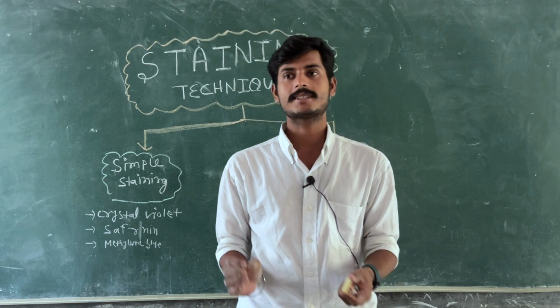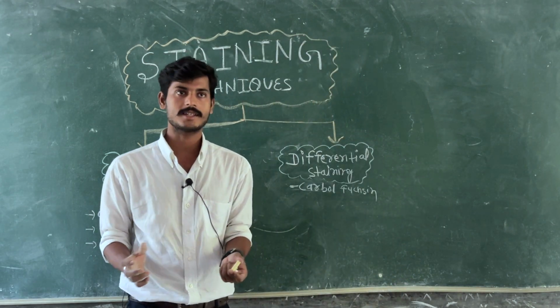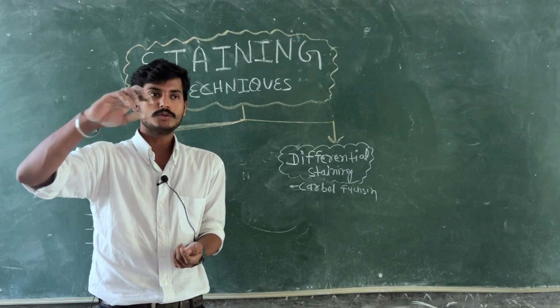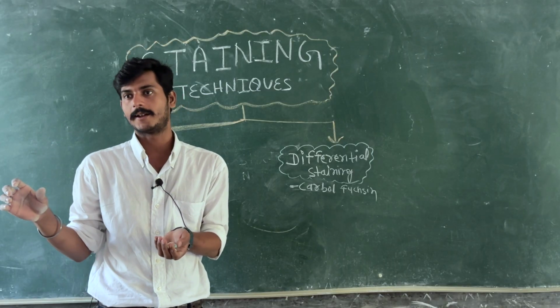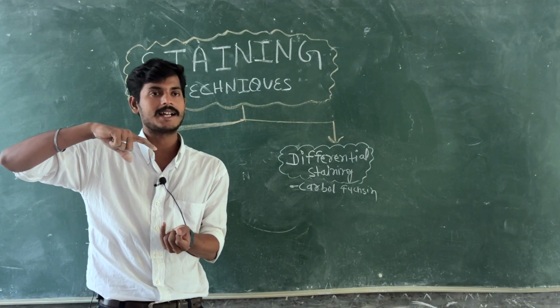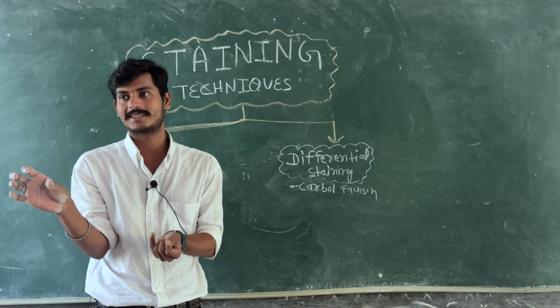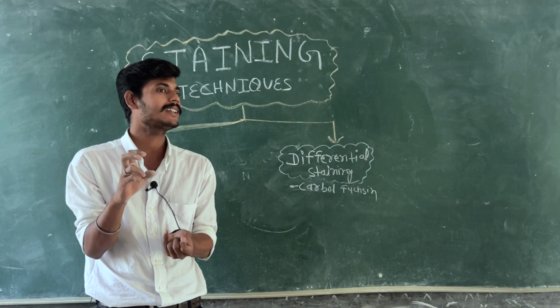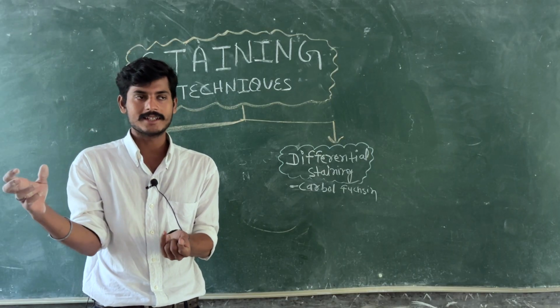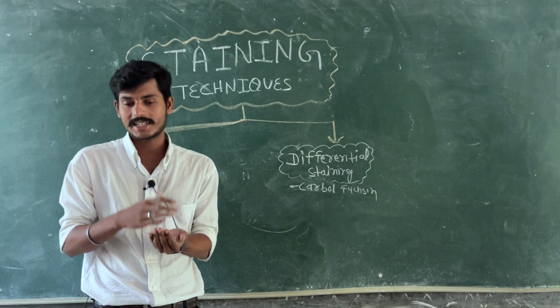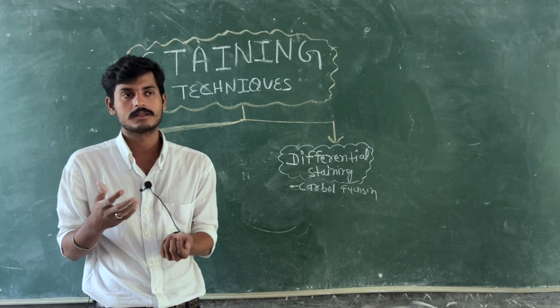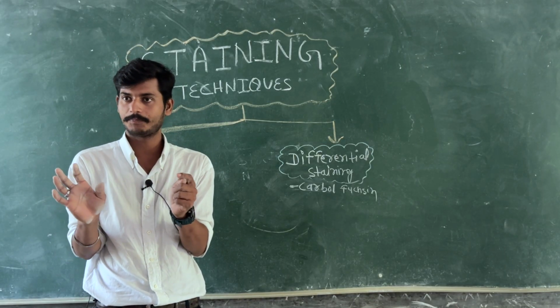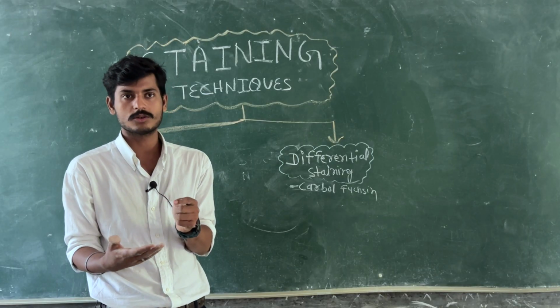Staining technique. Staining is basically a process by which you are going to color the bacteria. As we discussed, bacteria are colorless organisms, and because they are colorless, if we see them on the microscope, we will not see them clearly because there is a background also.